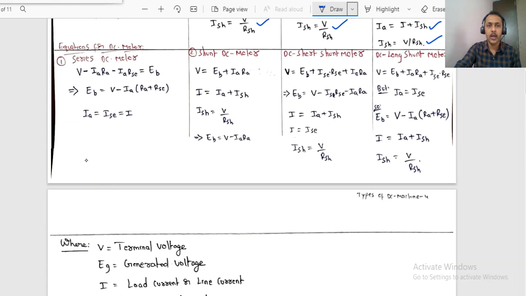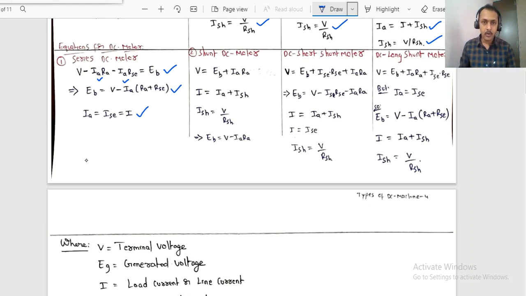For motor, what happens with respect to the motor? Out of the applied voltage V, minus the drop across the armature, and the drop in the series field winding, only that much will be available as back EMF EB. V minus IA RA minus IA RSC equal to EB. EB equals V minus IA into bracket of RA plus RSC. In series, IA equal to ISC equal to I.